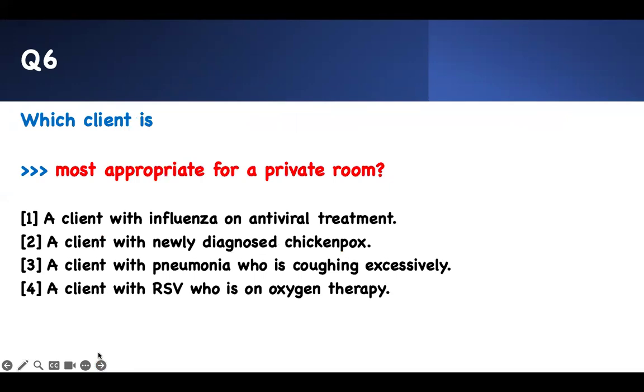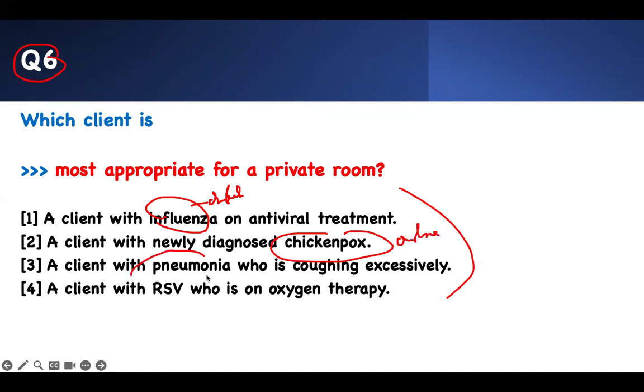Which client is most appropriate for a private room? Be careful. This is what I wanted to explain. Who is appropriate for a private room? Look at it. Client with influenza, it's a droplet, you need a private room. Newly diagnosed chickenpox, you need airborne. Pneumonia, mostly, and coughing excessively, you need droplet. RSV on oxygen, you need what? Droplet and contact. But this is the key.